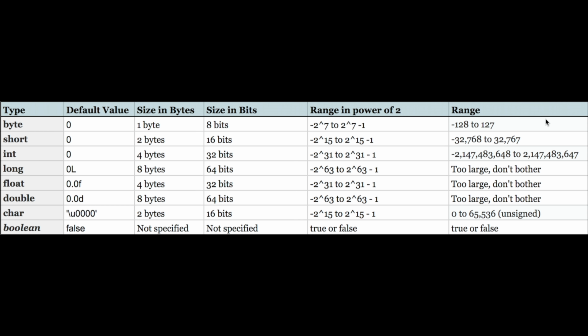And likewise for an int, it has 4 bytes or 32 bits. So minus 2 to the 31st power to 2 to the 31st power minus 1. That's minus 2,147,483,648 to positive 2,147,483,647. You don't need to know these exact numbers, but you need to know that an int can store anything from about minus 2.1 billion to positive 2.1 billion.